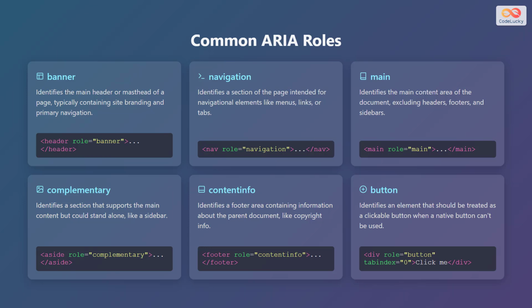The content info role identifies a footer area containing information about the parent document. The code example is footer role equals content info / footer. Finally, the button role identifies an element that should be treated as a clickable button. The code example is div role equals button tab index equals 0, click me / div.